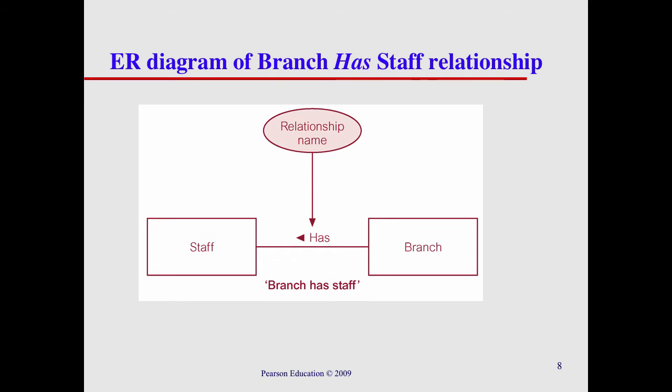Okay, and as an example, this is how it's illustrated. You put a line with an arrow and the relationship name on it between the two entities. So in this case, we say branch has staff. Now, this was a bad example of a relationship name.